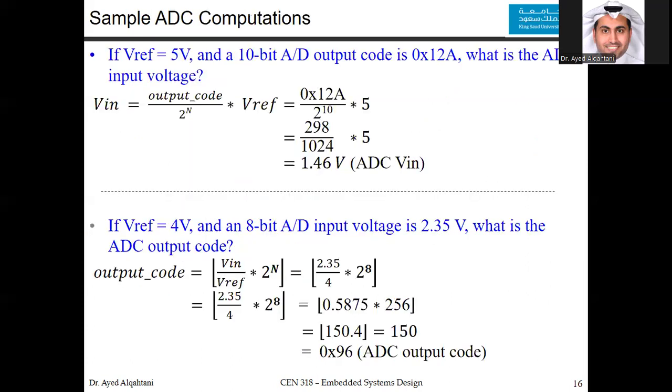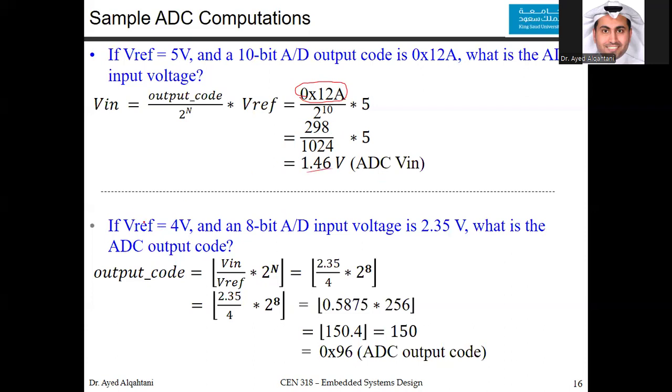Now, let's have more examples. If Vref is 5 volt and the 10-bit analog to digital output code is this value, so we know the output code. What is the ADC input voltage? Plug in the values. We have 0xA1 divided by 2 to the power of 10 multiplied by 5. Now this value, we can generate the decimal value for it, which is 298. And then we calculate. And by calculation, we found that the input voltage is actually 1.46 volt.